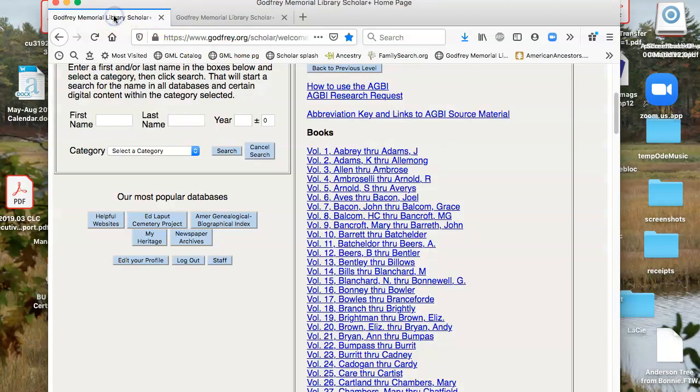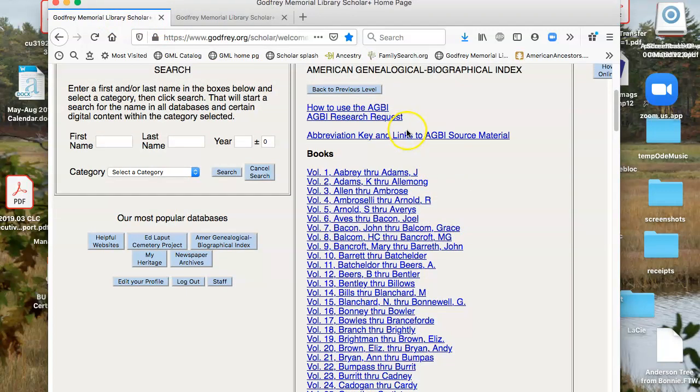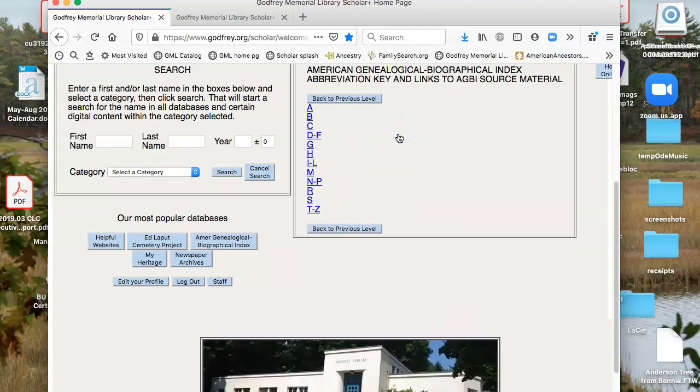Well, I'm going to have to go back here. This is really helpful and important: the abbreviation key and links. So I'm going to click on that. And I want Crandall. So I'm going to click on the letter C. There's too many entries in all of these to put them all in one alphabet. So we've got them split up here.